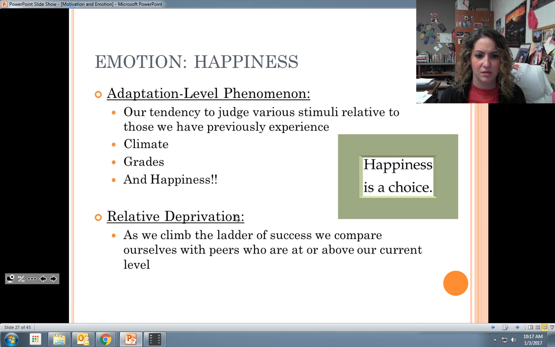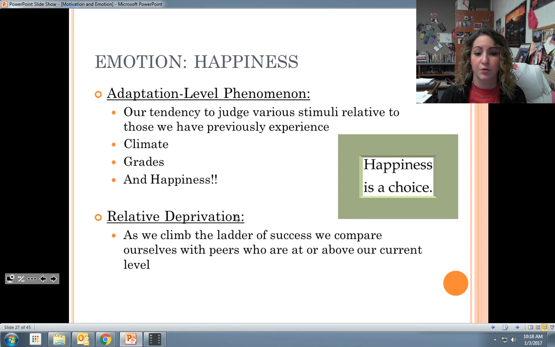Here are some terms. I'll give you a second to look at those and write them down. Adaptation level phenomenon. Our tendency to judge various stimuli relative to those that we've previously experienced, whether that be happiness, but also could be climate. I think cold is anything below 70 because I live in Texas. But up in Michigan or up in New York, 70 is probably a heat wave because of what they are judging that stimuli relative to experiences that they've had. So their cold and hot is going to be different than my cold and hot because we've had different levels of cold and hot. Same thing about grades.